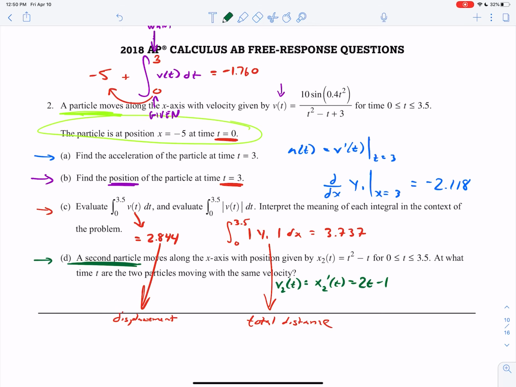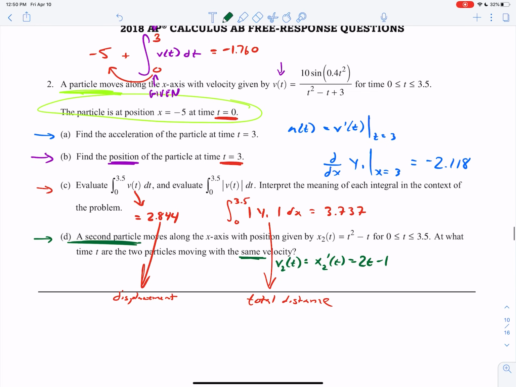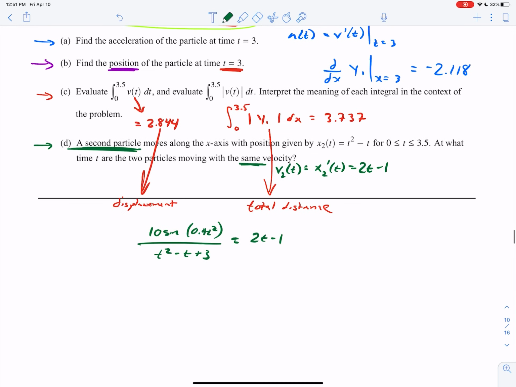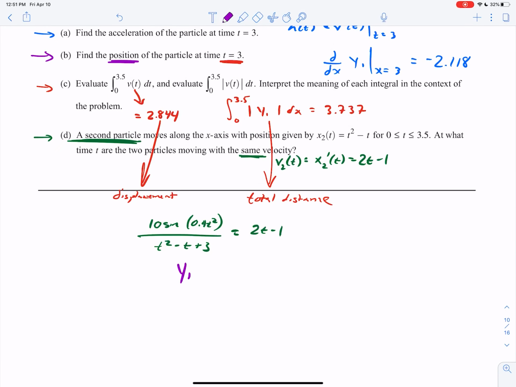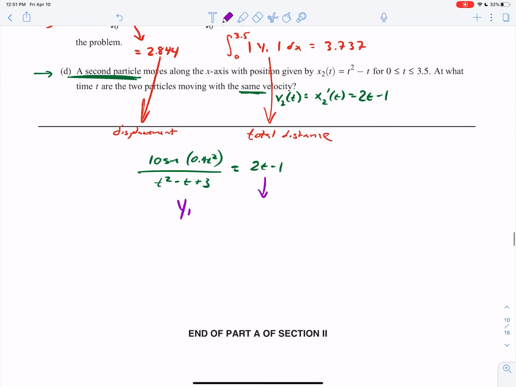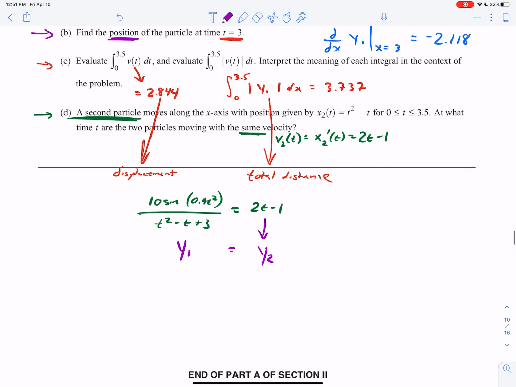Okay, and we're trying to find out what time do they have the same velocity. So what do we do? We set those two equal to each other. Okay, so 10 sine of 0.4 t squared all over t squared minus t plus 3. We're going to set that equal to 2t minus 1. Okay, now you can do this by hand, but I don't want you to. Your calculator here, this is already programmed as y1. You could just program this as y2. And you could just graph it and find your intersection.